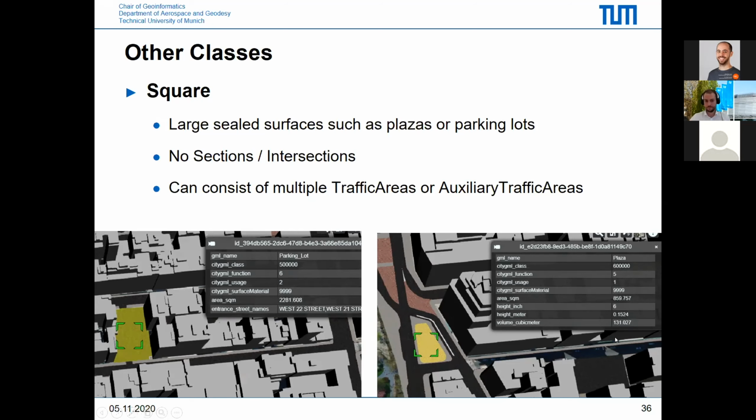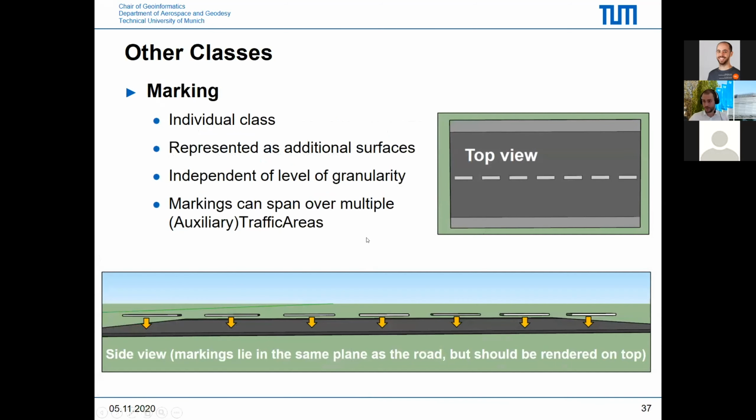A new explicit class in CityGML 3.0 is called marking, which is represented as an individual class. And markings should also be represented as additional surfaces to the street surface. So they are independent of any level of granularity, which I will explain later. And markings can also span over multiple auxiliary traffic areas. So it is indicated in this example that a marking should be rendered as independent object from the transportation surface above the transportation surface in this example.